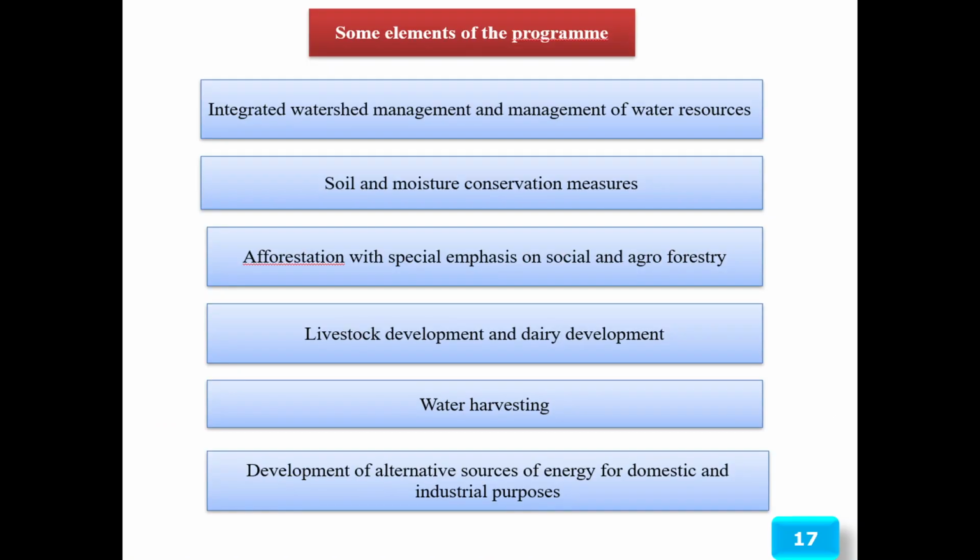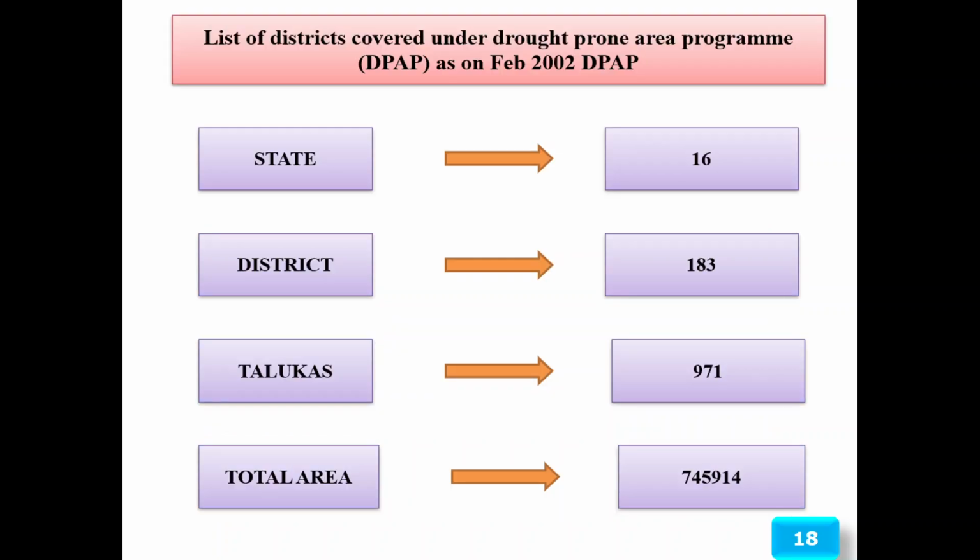So there are some elements of the programme: integrated watershed management and management of water resources, soil and moisture conservation measures, afforestation with special emphasis on social and agroforestry, livestock development and dairy development, water harvesting, development of alternative sources of energy for domestic and industrial purposes. See the list of districts covered under the Drought Prone Area Programme as of 2002: states 16, districts 183, taluks 971. The total area is 745,914.